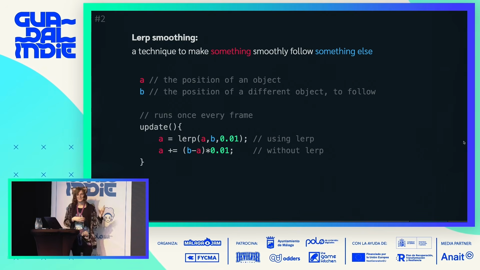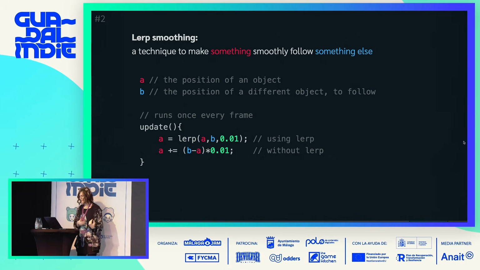So here's a little bit of sample code. It's very simple. You have two things, A and B. They could be positions of objects. And then you have your update loop, so that runs once every frame. And in there, you just write A equals lerp(A, B, 0.01). It's a very simple line.